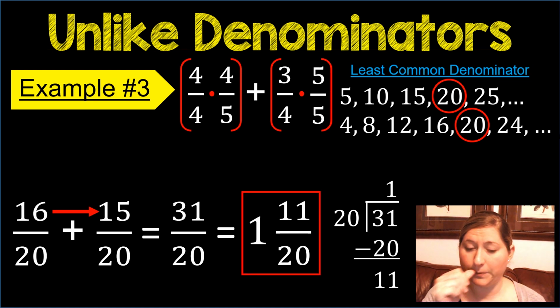So that is my answer because I can't reduce it. If I can reduce it, then I need to reduce, but I cannot reduce 11 over 20. So my full answer is 1 and 11 over 20.